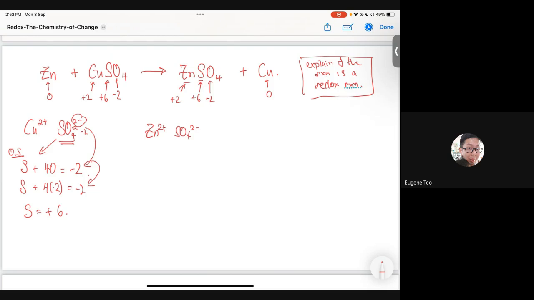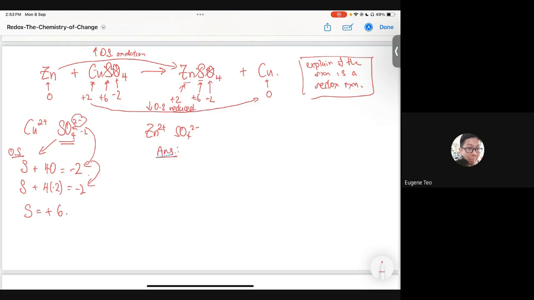Now, once I've assigned the oxidation state, I'm going to look at what's the change. Sulfur is +6 to +6, so I can ignore sulfur. Oxygen -2 to -2, so I just ignore. So I know that zinc changed. Zinc from 0 becomes +2. So this is an increase in oxidation state, so this is oxidation. Next one, copper from +2 becomes 0. I know this is a decrease in oxidation state. This is reduction.